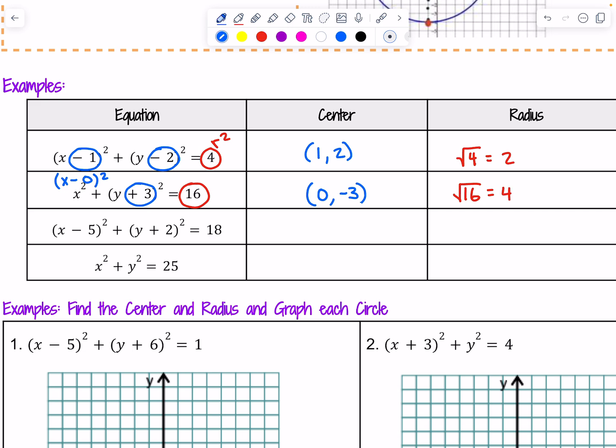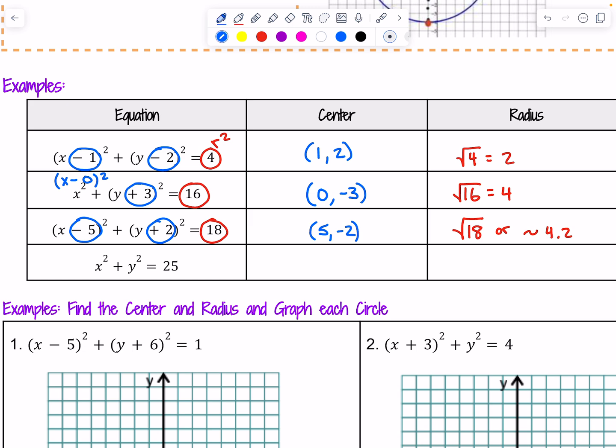All right, for the next example, we have (x - 5)^2 + (y + 2)^2 = 18. So we need a center point of (5, -2). Then our radius would be the square root of 18, which when they don't come out even, sometimes they just leave them like that. But the square root of 18 is also approximately 4.2 if we were to type it in the calculator. Either one is okay, but sometimes they'll just leave it if it doesn't come out even.